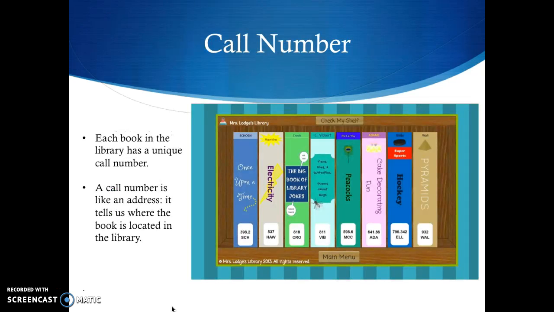All right, what is a call number? Each book in the library has a unique call number. A call number is like an address. It tells us where the book is located. Let's zoom in. Now you see these different numbers and letters. The numbers are what I was talking about in the previous slide. Those are the Dewey Decimal classifications. This just allows us to know where the book is located. For instance, the Big Book of Library Jokes, 818, we know that's in our literature section.